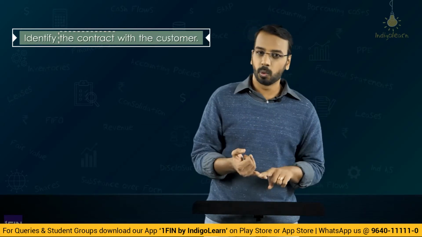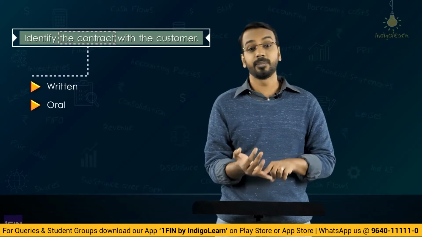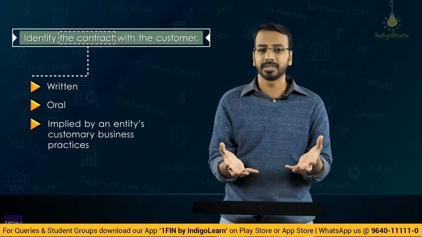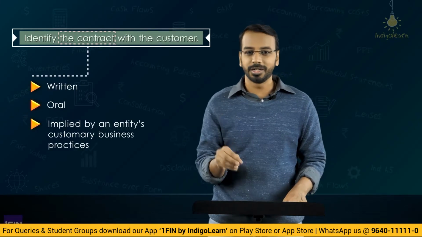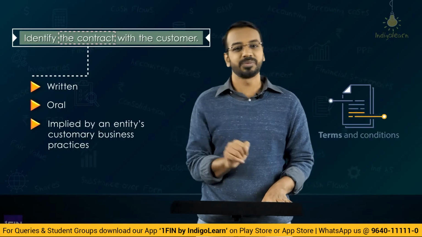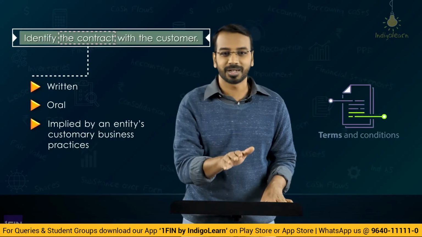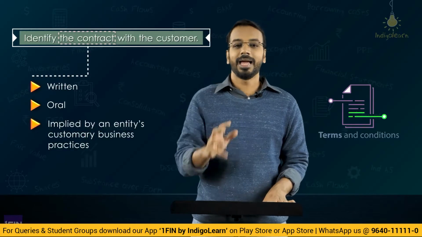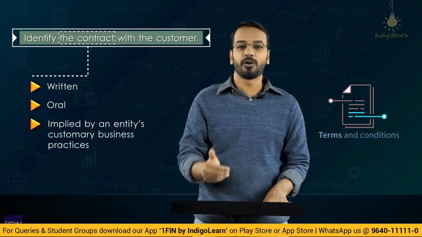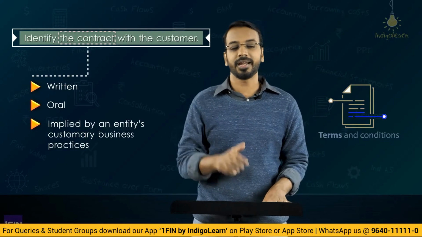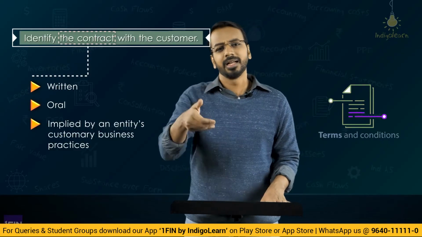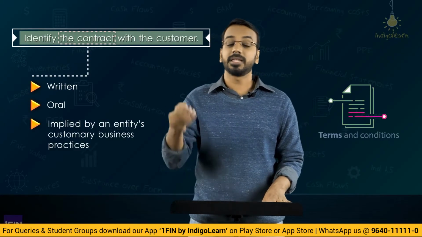Now this contract can be oral, it can be written, it can be implied, it can be as per business practices. For example, when you buy a product on Indigolearn, then you accept those terms and conditions. That acceptance of terms and conditions itself forms the contract. And once you make the payment and we raise the invoice, the contract is in place, correct? So there has to be a contract. It need not always be in written form, but there has to be a contract.